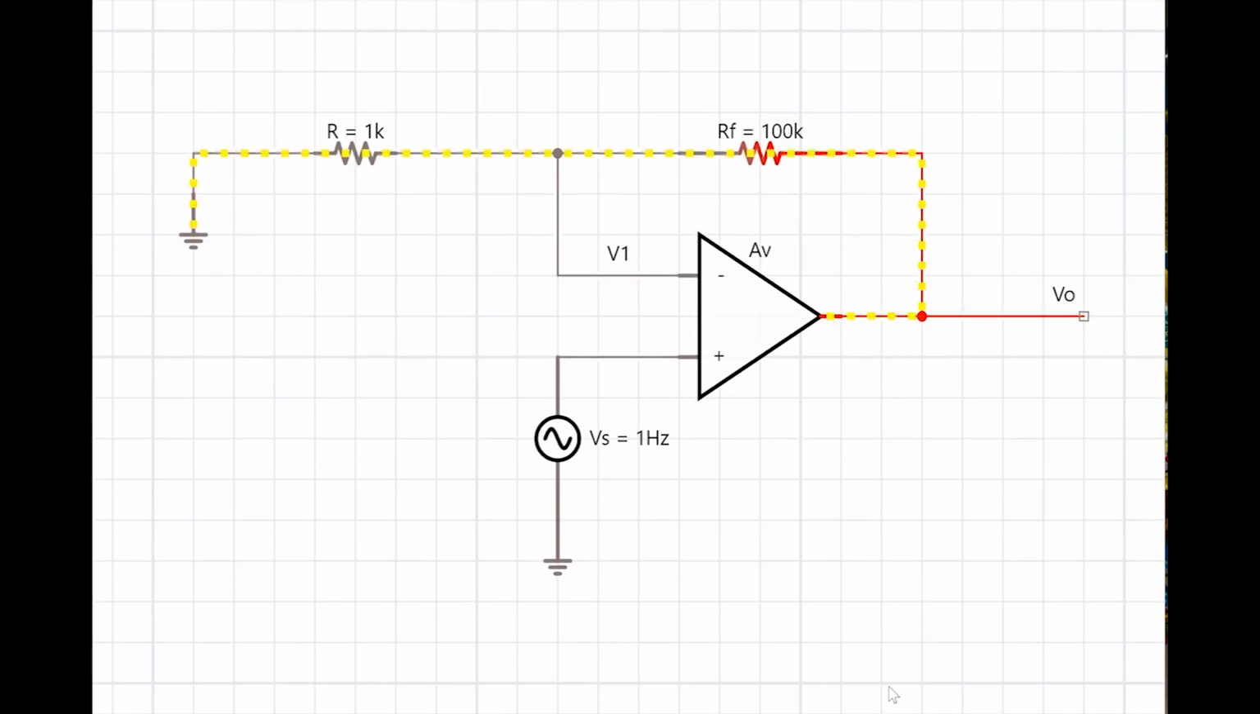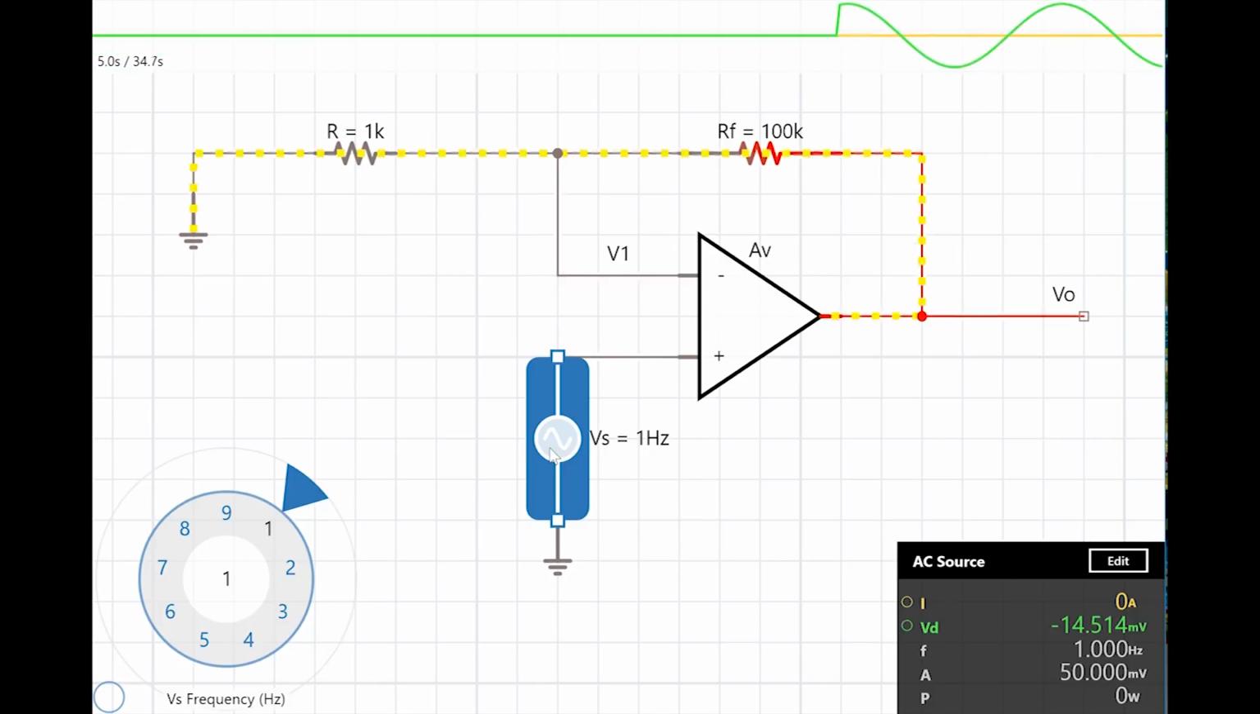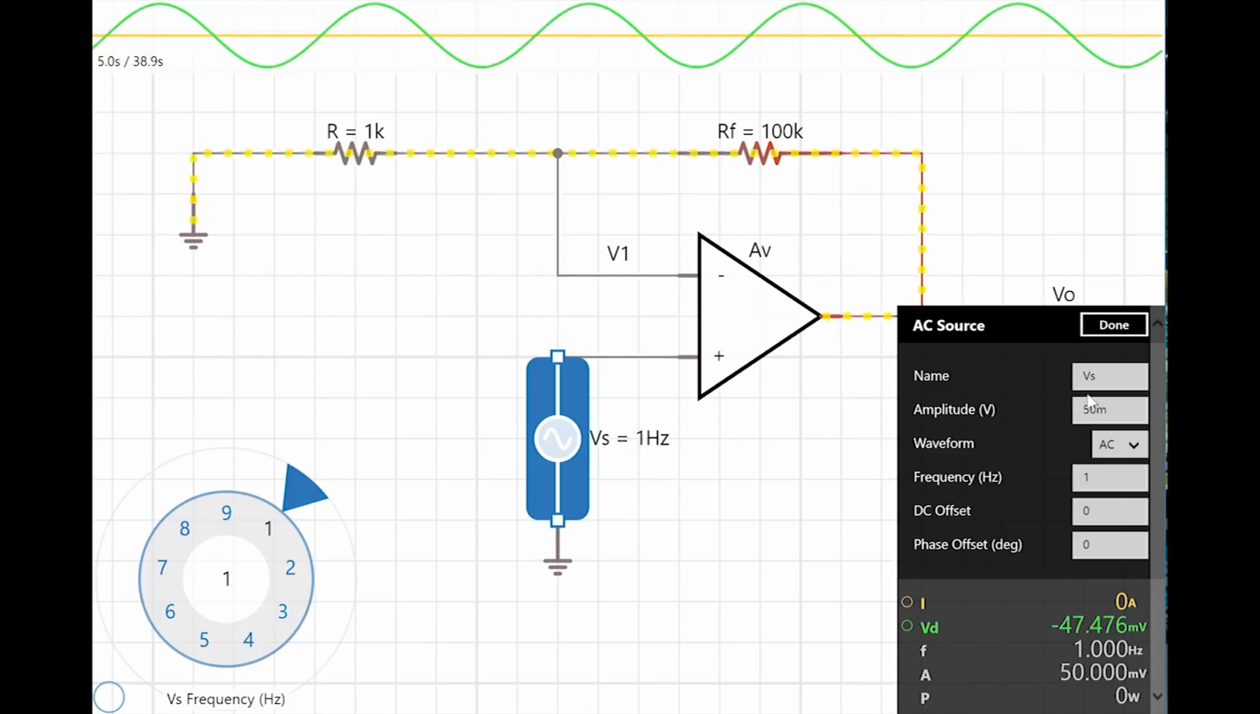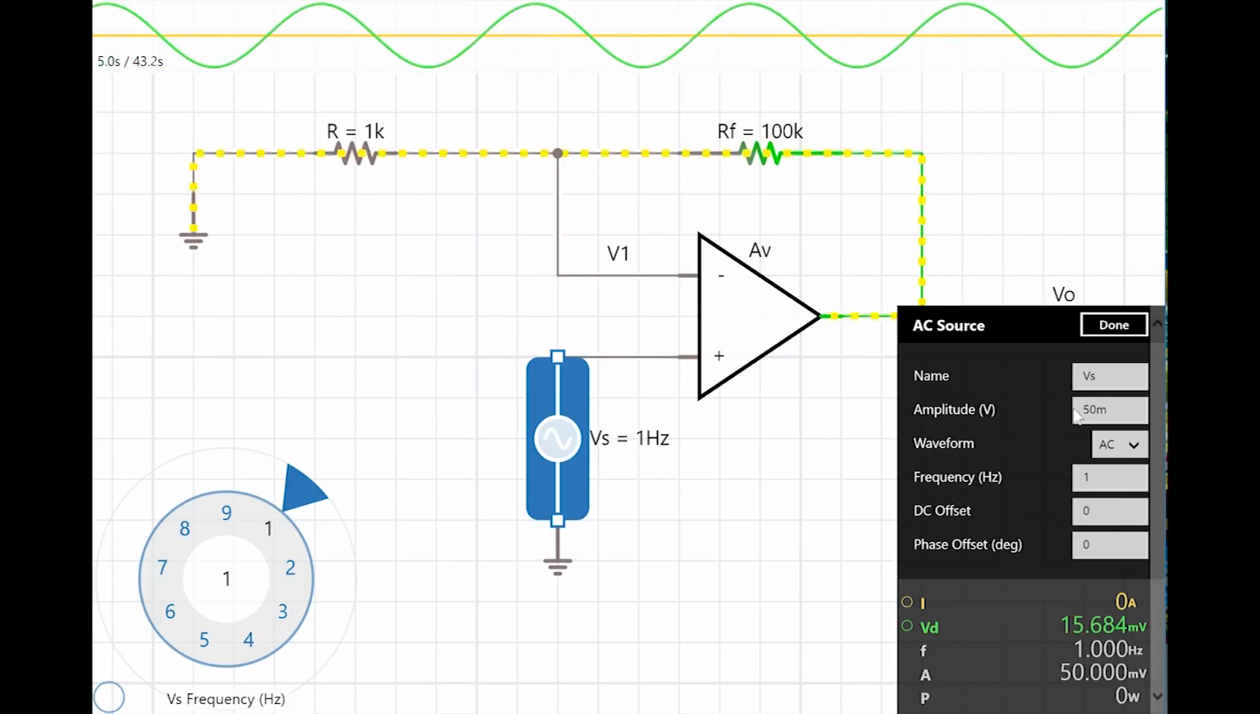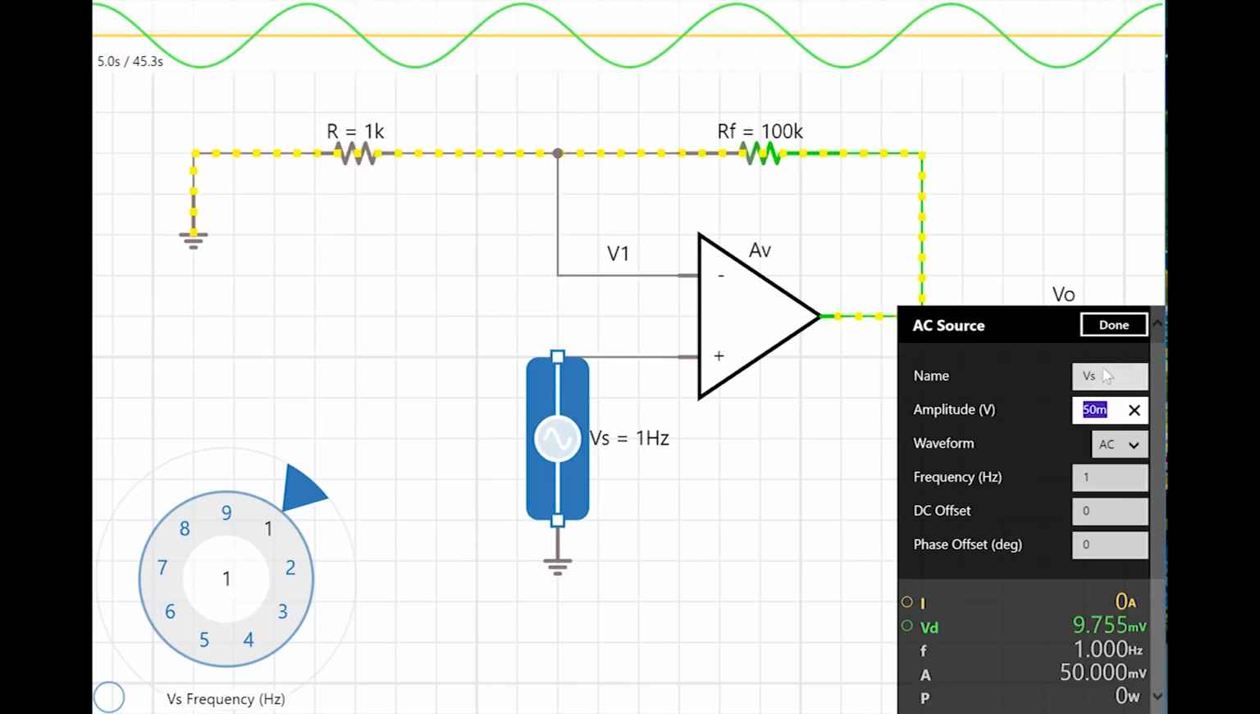Here we are on the software which does the simulation for us, and this is the non-inverting amplifier. Again, we have the supply voltage Vs on the non-inverting terminal of the amplifier. If we look at the supply, it's a 1 Hz AC signal, which in this case is a sine wave, and the amplitude is just 50 millivolts.